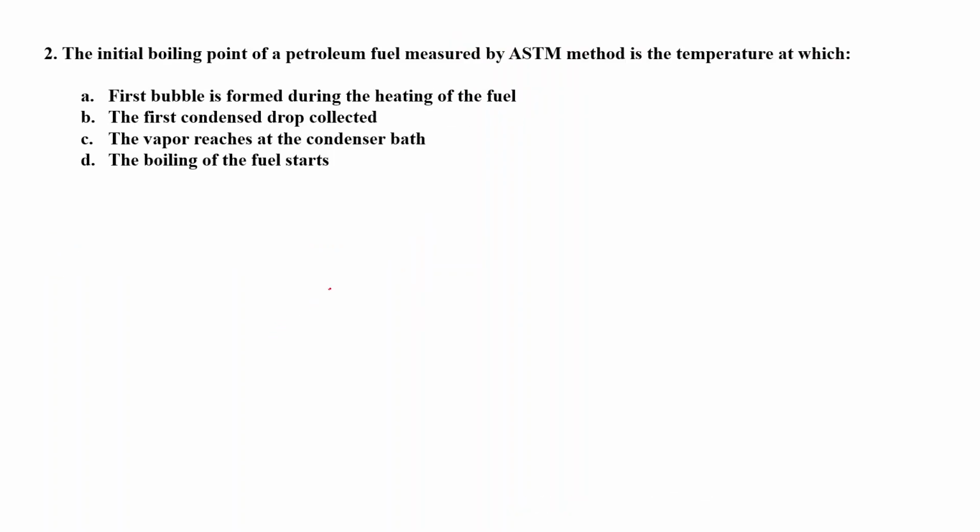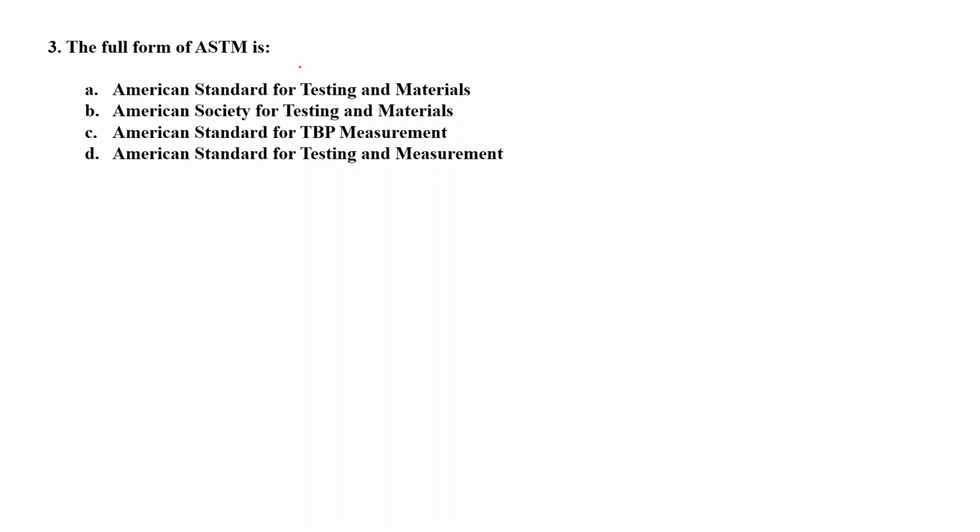Coming to the second question, the initial boiling point of petroleum fuel measured by the ASTM method is the temperature at which the first condensed drop is collected. The first drop collected from the condenser gives us the initial boiling point of the petroleum fuel, as I told in the distillation range of petroleum fuel topic. The full form of ASTM is American Society for Testing and Materials.